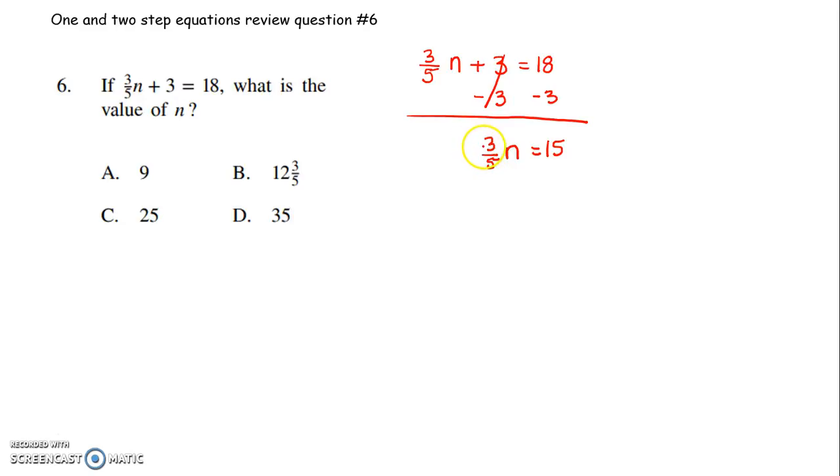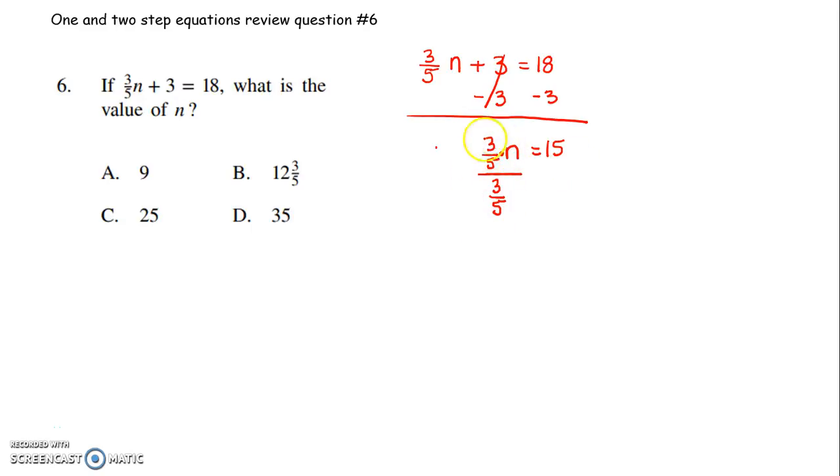So then you look here and you say, what's the operation between the 3/5 and the n? Well, the operation between the 3/5 and the n is multiplication. How do we undo multiplication? We undo multiplication with division. At the 7th grade level, we show that division with the fraction bar. So what do I have to divide the side with the n by to get n by itself? To get n with a coefficient of 1, if n is being multiplied by 3/5, I must divide by 3/5 to get n all by itself.